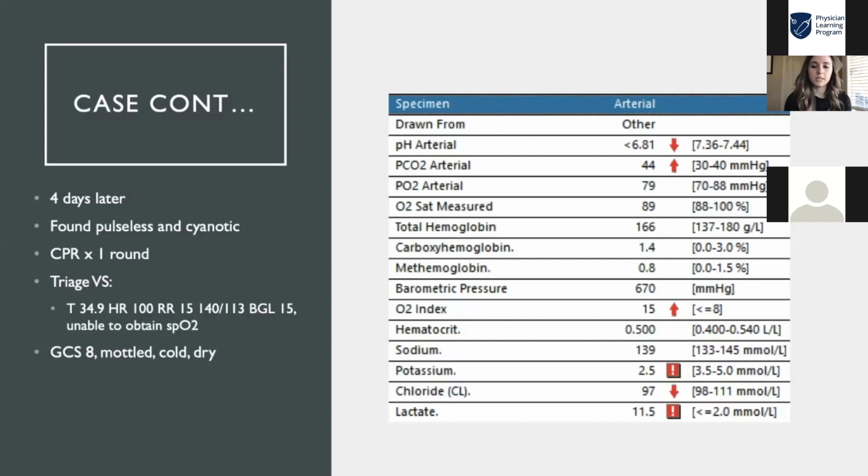This patient represented to the emergency department via EMS 4 days later after he was found pulseless and cyanotic. His building manager had been notified of flooding in his apartment by the tenants that lived below. Upon entry, EMS noted the apartment to be in disarray, feces all over the ground, and the patient was found in the bathroom. After one round of CPR, he began to take spontaneous respirations and move his extremities, and in the ED, he was found to be a GCS of 8. He was mottled, cold, as well as dry, and he was started on a norepi infusion and very quickly intubated.